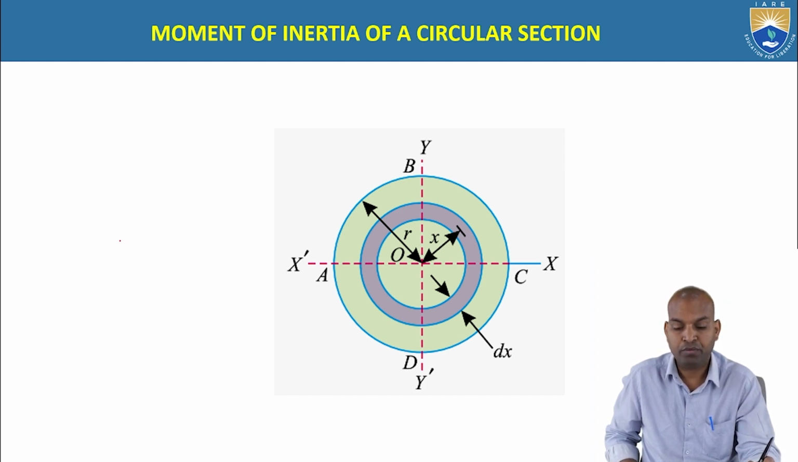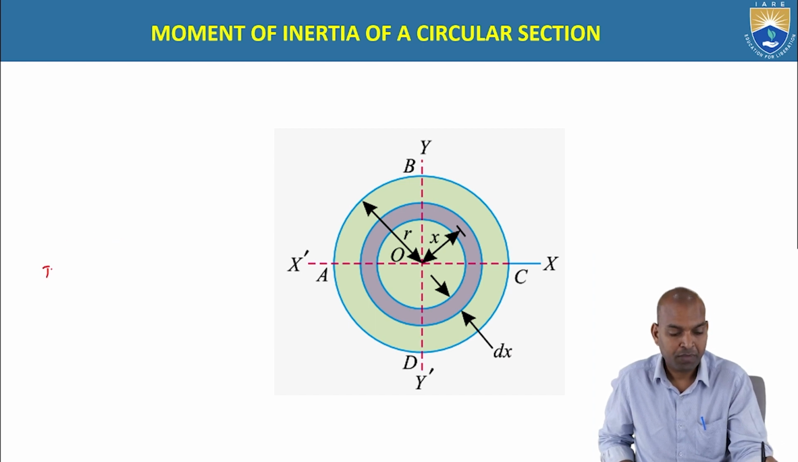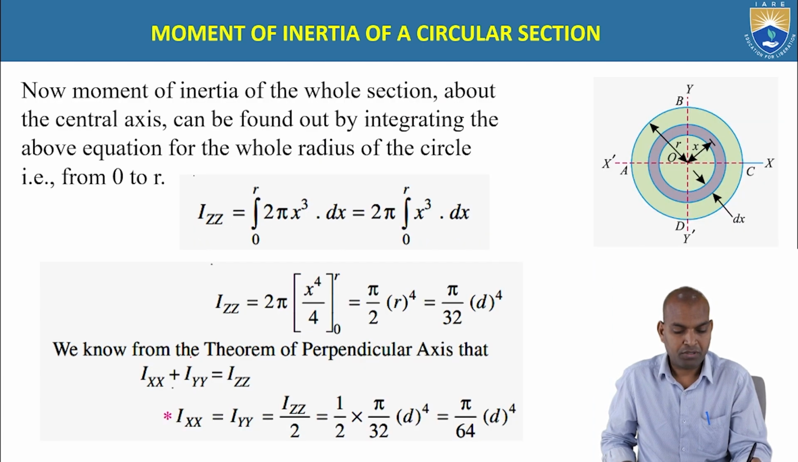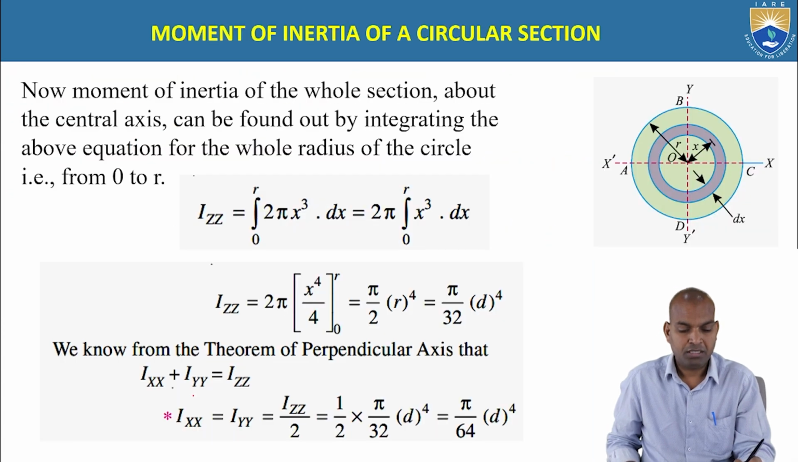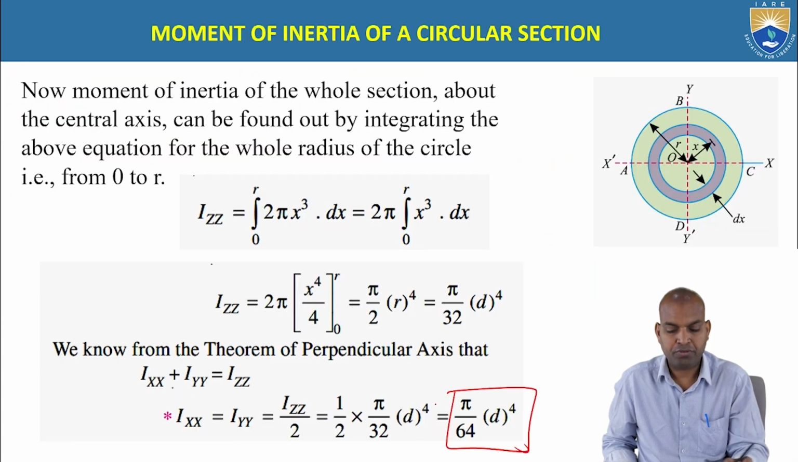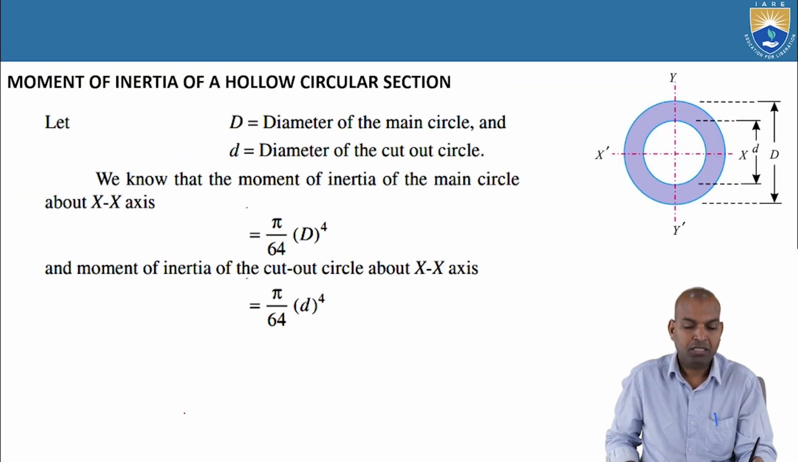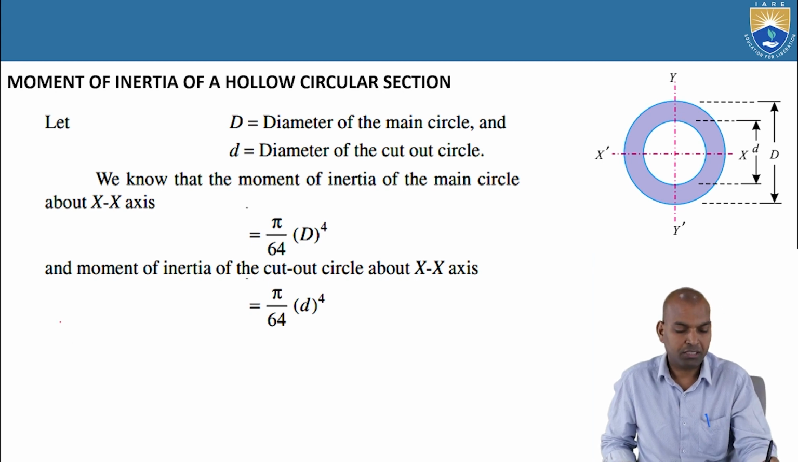Now, coming to the moment of inertia of a circular section. The moment of inertia of a circular section about xx and yy is equal to pi d power 4 by 64. We derived this expression, where d is the diameter of the circle, and the unit for the solid circular section is millimeter to the power 4 if d is in millimeters.